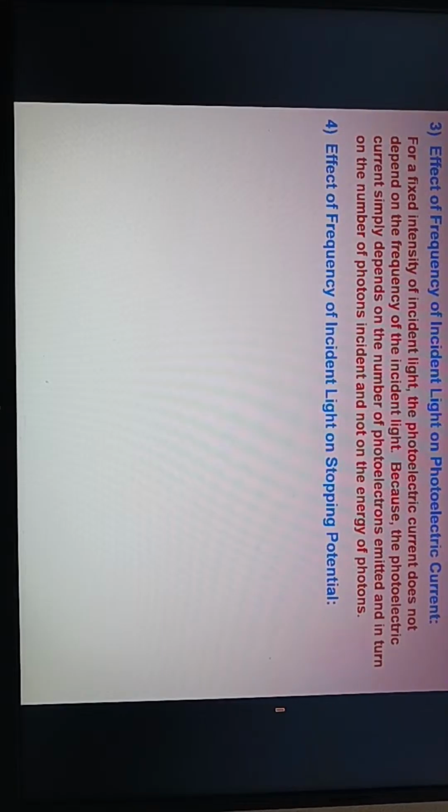Tell me what did I say? Can you repeat once, sir? What I am saying: what is frequency? According to Planck's theory, it is only energy. It will not emit the electron. It will provide the energy to the electron. Okay, one electron is there. If you give more energy, it will move fast. Correct? Yes, sir. That is frequency.